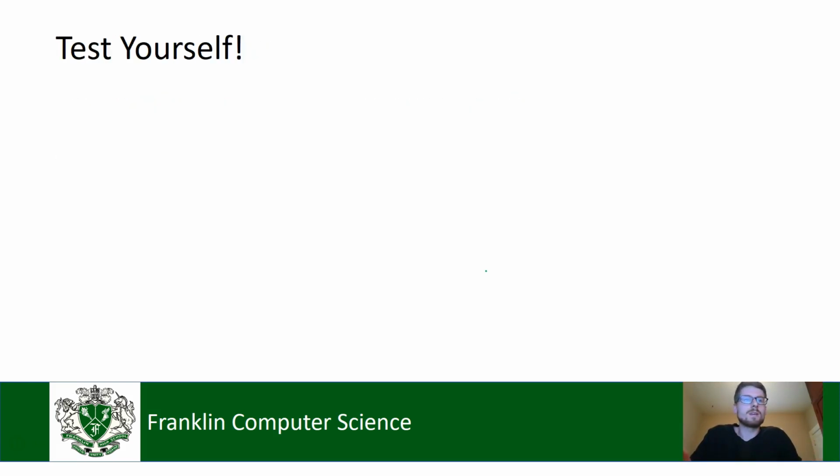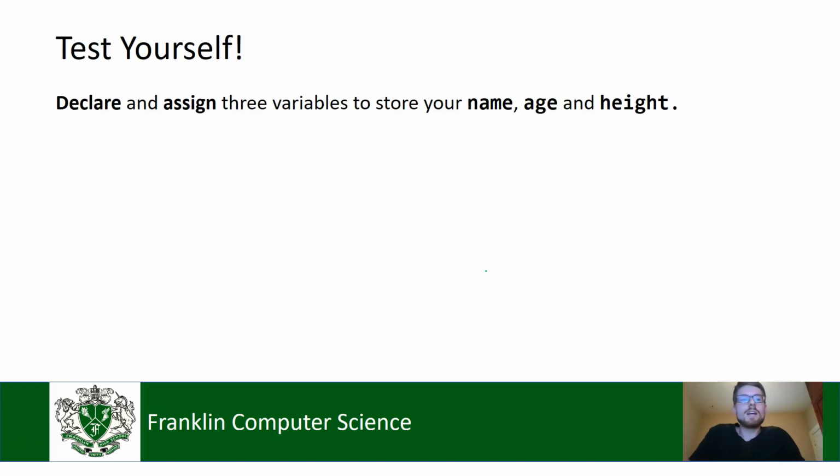So, okay, here's a little test yourself. Go ahead and try to declare and assign 3 variables that will store your name, your age, and your height. You can do this in a Java program like in IntelliJ, or you can just try to do this on paper and see if you get what I get. Okay, so declare and assign 3 variables to store your name, age, and height. Okay, here's the answer.